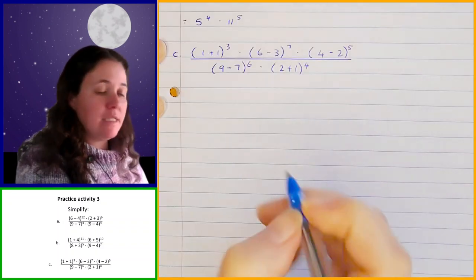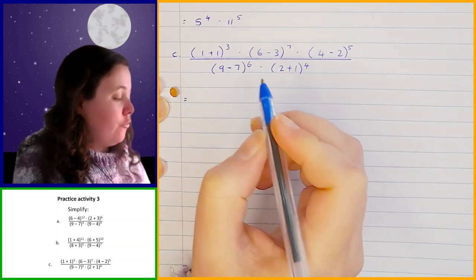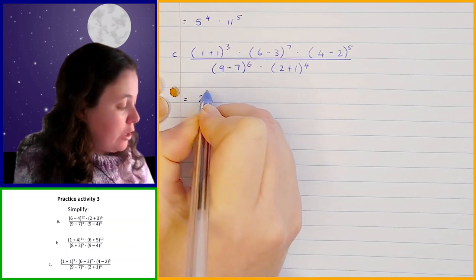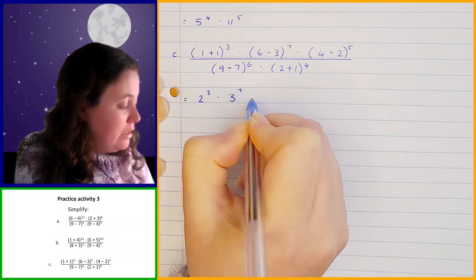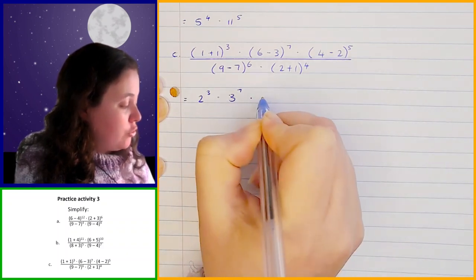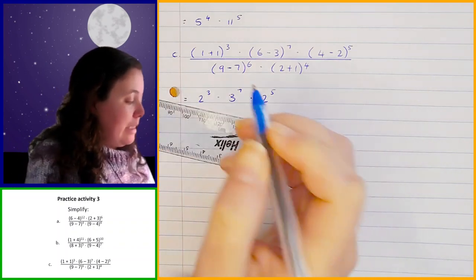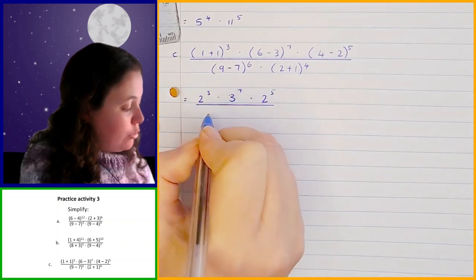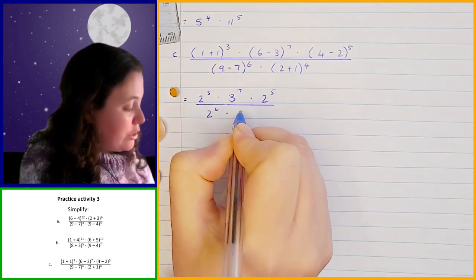And then for question C, same thing again. We're going to start off by simplifying what's inside the bracket. So I've got 1 plus 1 is 2 to the power of 3 times 6 minus 3 is 3 to the power of 7 times 4 minus 2 is 2 to the power of 5. Okay, then that is over 9 minus 7, which is 2 to the power of 6, times 2 plus 1, which is 3 to the power of 4.